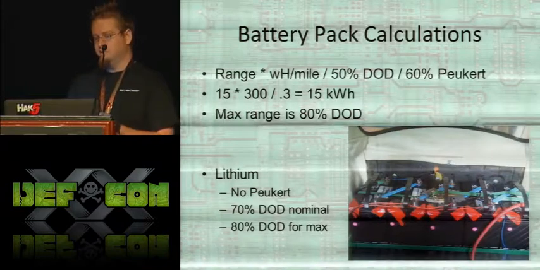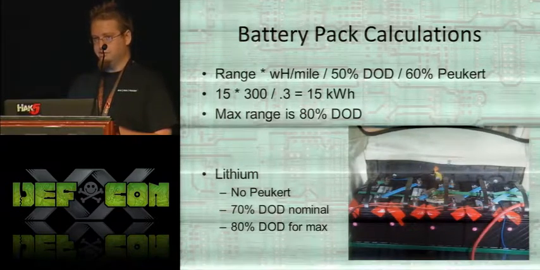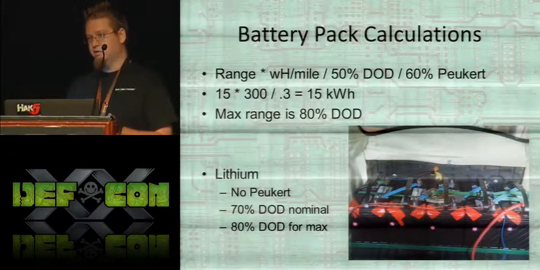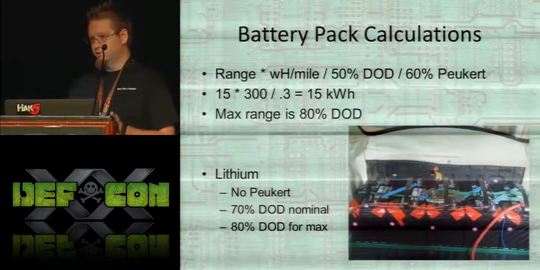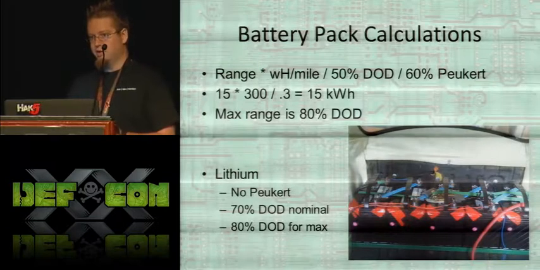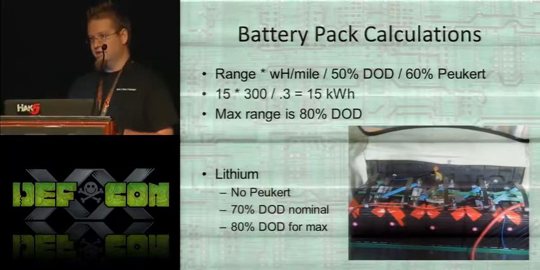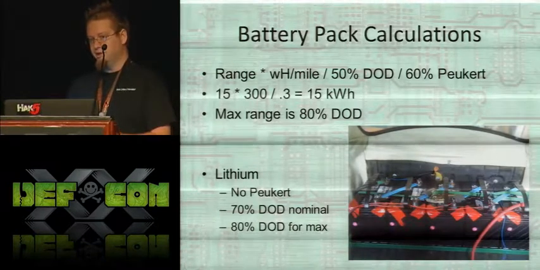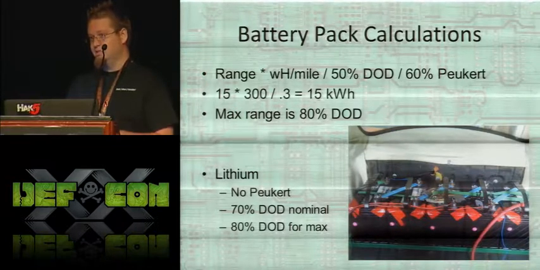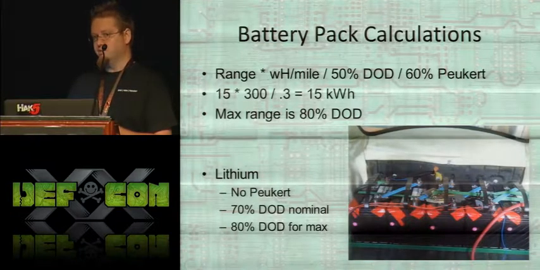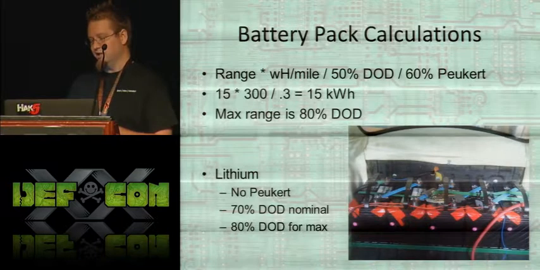To figure out how much battery power you need, here's the calculations. Basically you take the range that you need, times it by your watt hours per mile. To figure out your watt hours per mile, you can look and see what other people are using, how much power they're getting, or you can take an estimate where basically you take the weight of the car, divide it by 10, and that's about what your watt hours per mile will be. You divide it by 50% depth of discharge for a lead acid battery. Even deep cycle batteries don't like to be cycled that deeply, so you don't really want to go beyond 50% on a regular basis if you want the batteries to last long.